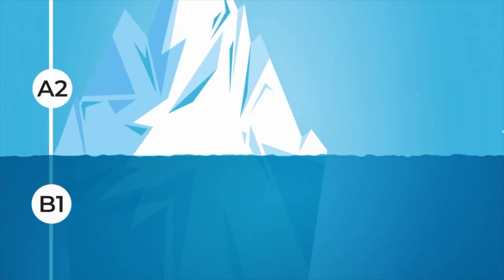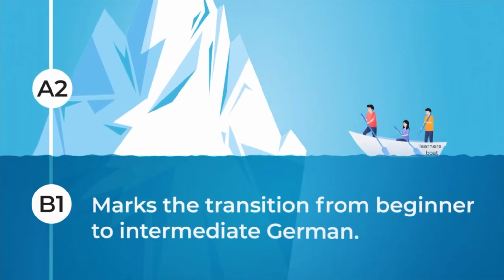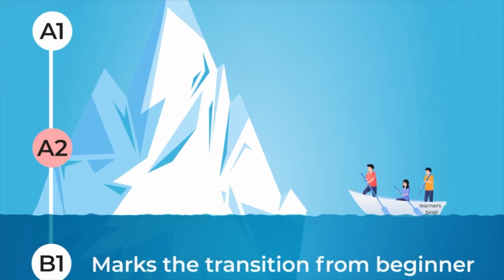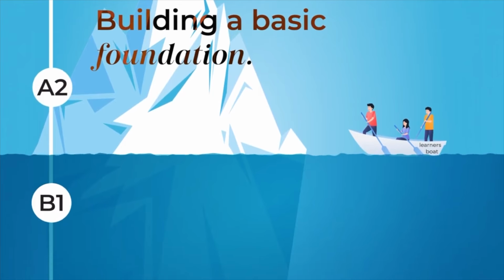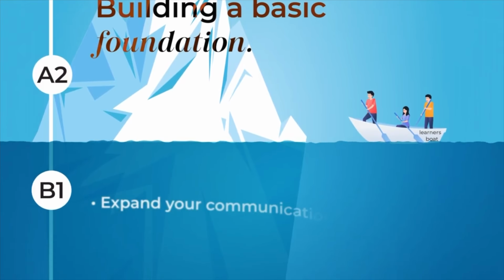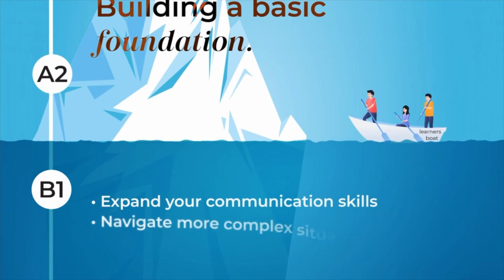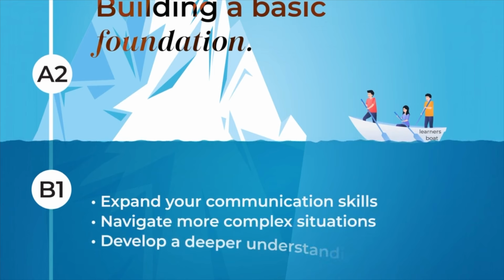The B1 level marks the transition from beginner to intermediate German. While A1 and A2 are about building a basic foundation, B1 is where you begin to expand your communication skills, navigate more complex situations, and develop a deeper understanding of the language. You'll gain the ability to discuss a wider range of topics, express your opinions, and explain your reasoning behind it. By the end of this video, you'll have a clear understanding of what it means to be at the B1 level and how to prepare for it.